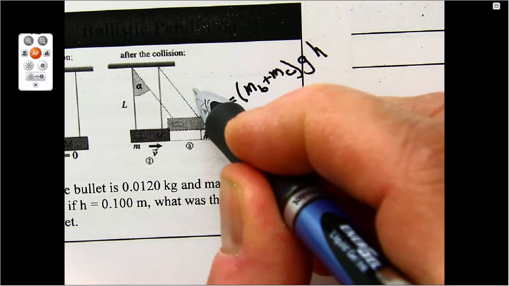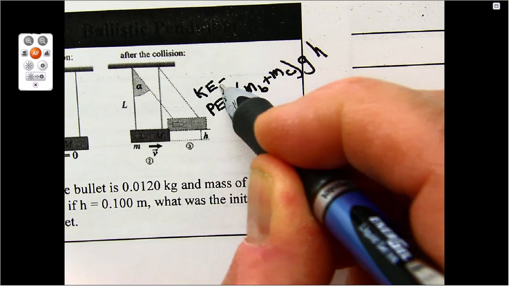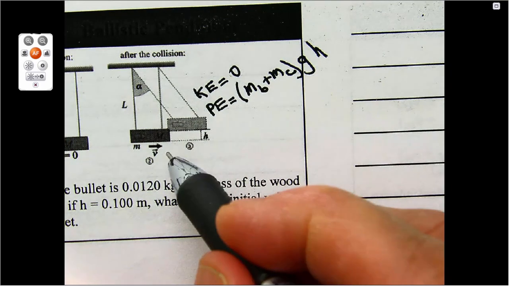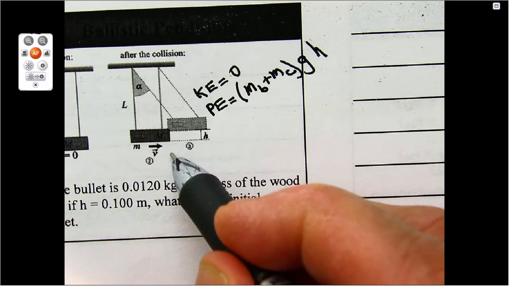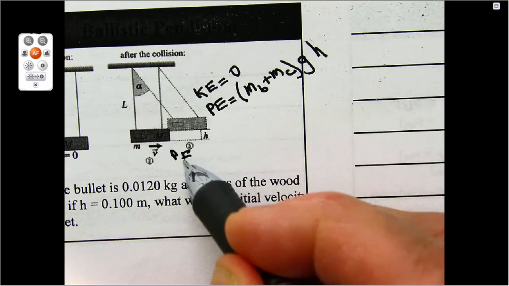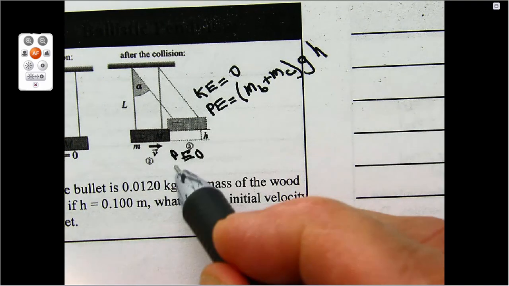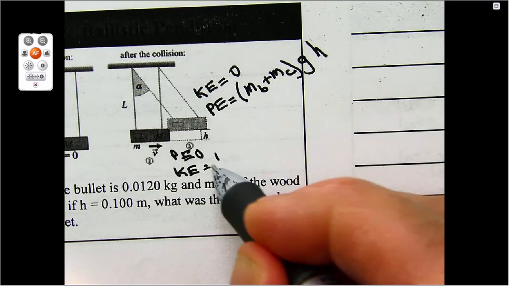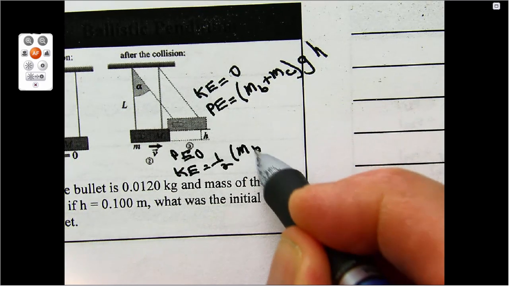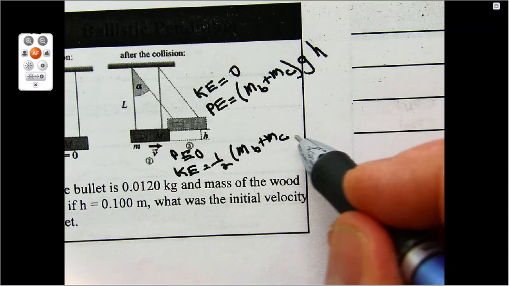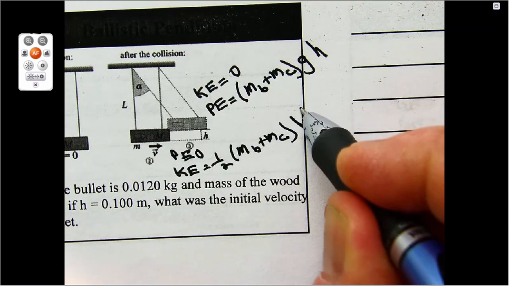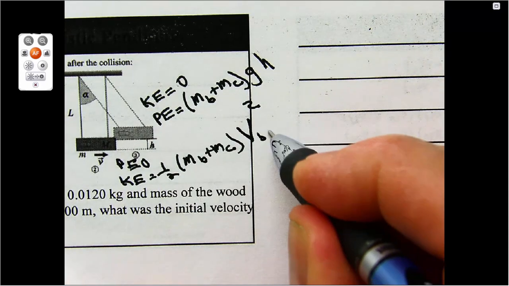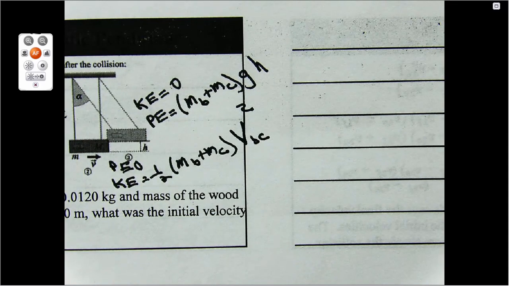The kinetic energy up here is equal to 0. We know using conservation of energy that the potential energy down there is 0. Our kinetic energy at the bottom is 1/2 the mass of the ball plus the mass of the catcher, times velocity squared. And we called that the ball catcher velocity.